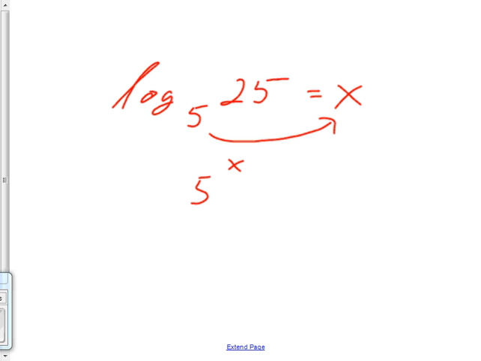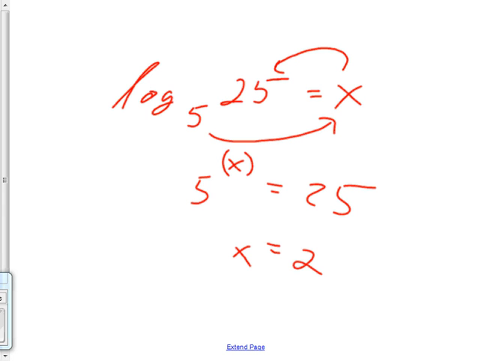Now, let's say that I had a log base 5 of 25. I hope by now you know that you're supposed to set that equal to x, and then you could rewrite it as 5 to the x is equal to 25. Notice I just made it into an exponential kind of problem. And 5 to the what power is 25? 5 to the second. X must equal 2.